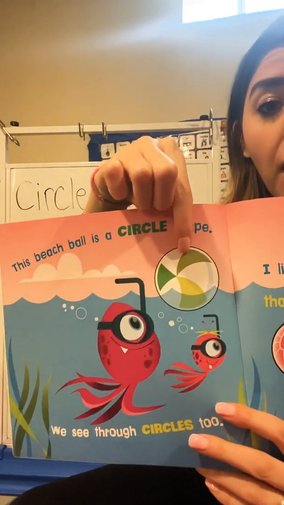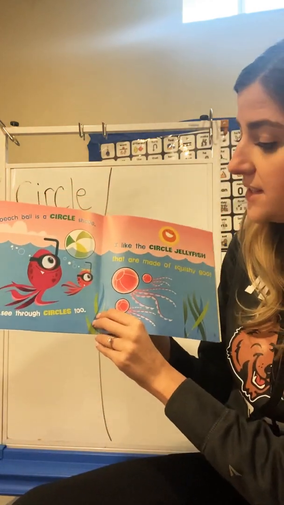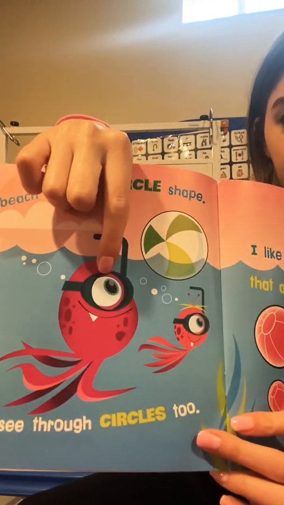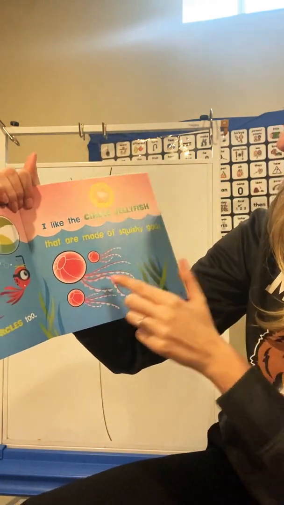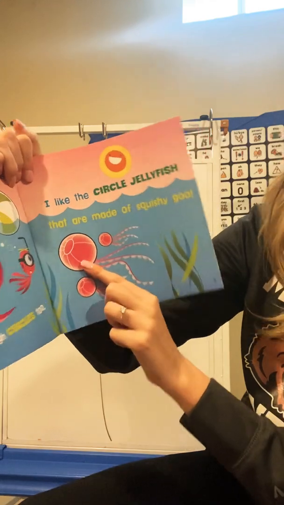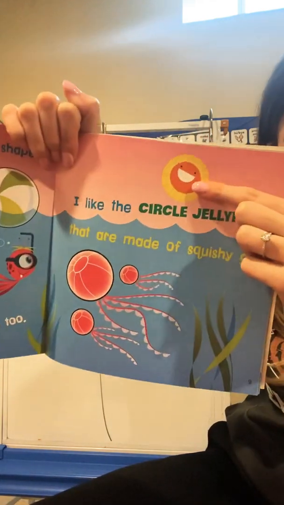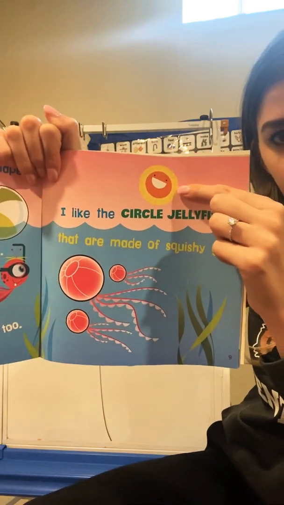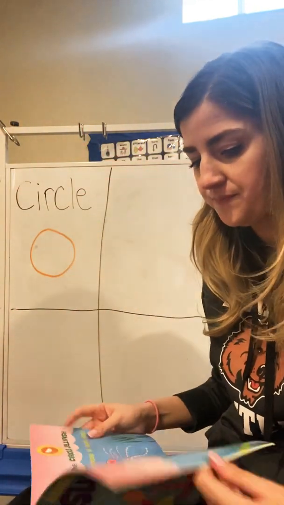This beach ball is a circle shape. We see through circles too. I like the circle jellyfish that are made of squishy goo. And look, the sun is shaped like a circle here too. So we're going to talk about circles a lot.